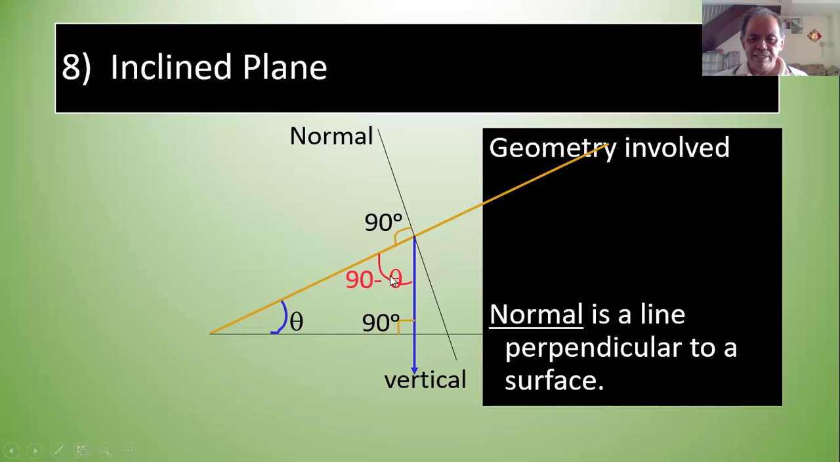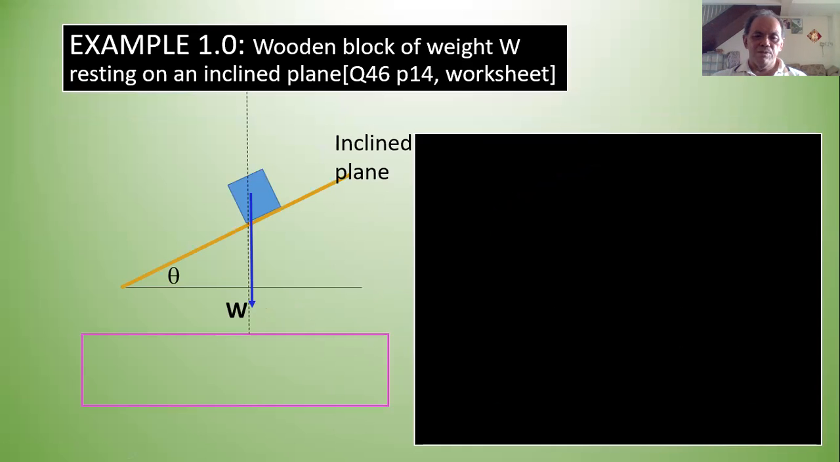This is 90 minus theta. So this is also 90, normal to the surface, 90. So this one must be theta. Theta plus that is 90. Important: that is theta. Memorize it. Okay, it's the same thing. I just displace a point there to up here, that's all. That's your block of wood, or wooden block, or weight W, resting on the surface there.